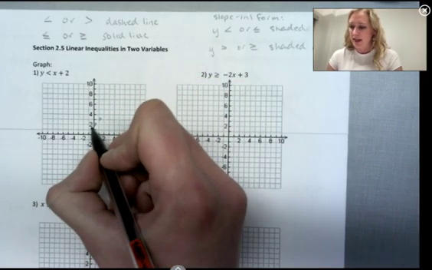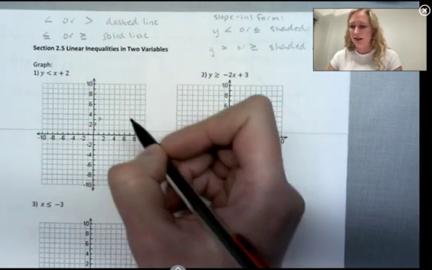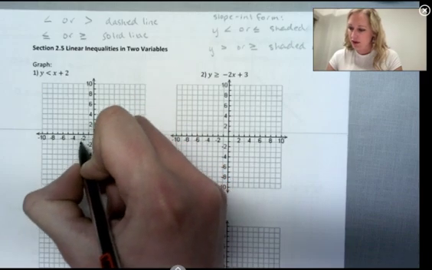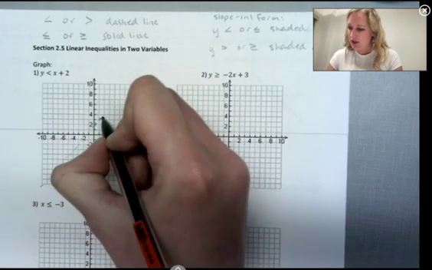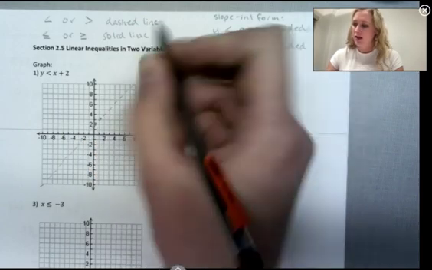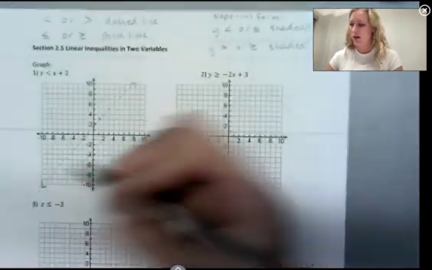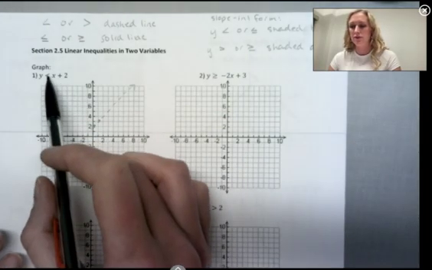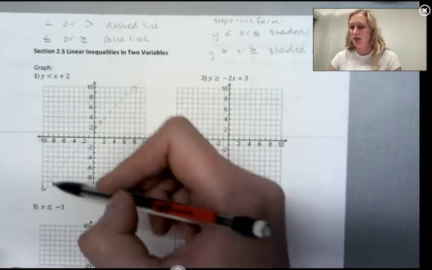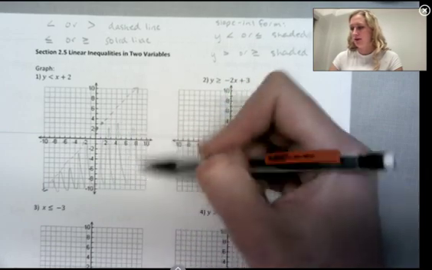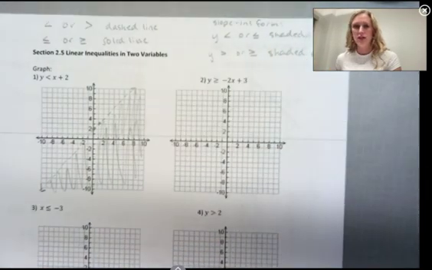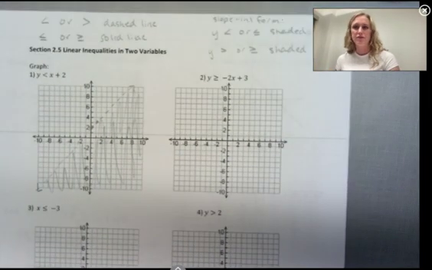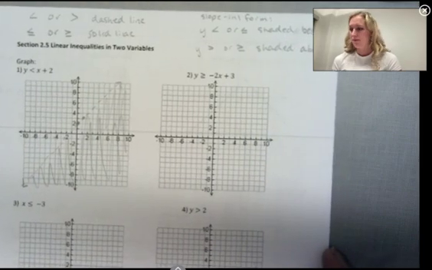This is going to be a dashed line because it's less than, not less than or equal to. So I'm going to do a dashed line. Okay, and then I need to know, am I shading above or below? So because it's in slope-intercept form, if it is y is less than, we're going to shade below the line. And that's our graph. So very similar to graphing lines, the only two pieces that we need to worry about are the dashed versus solid line and then the shading.